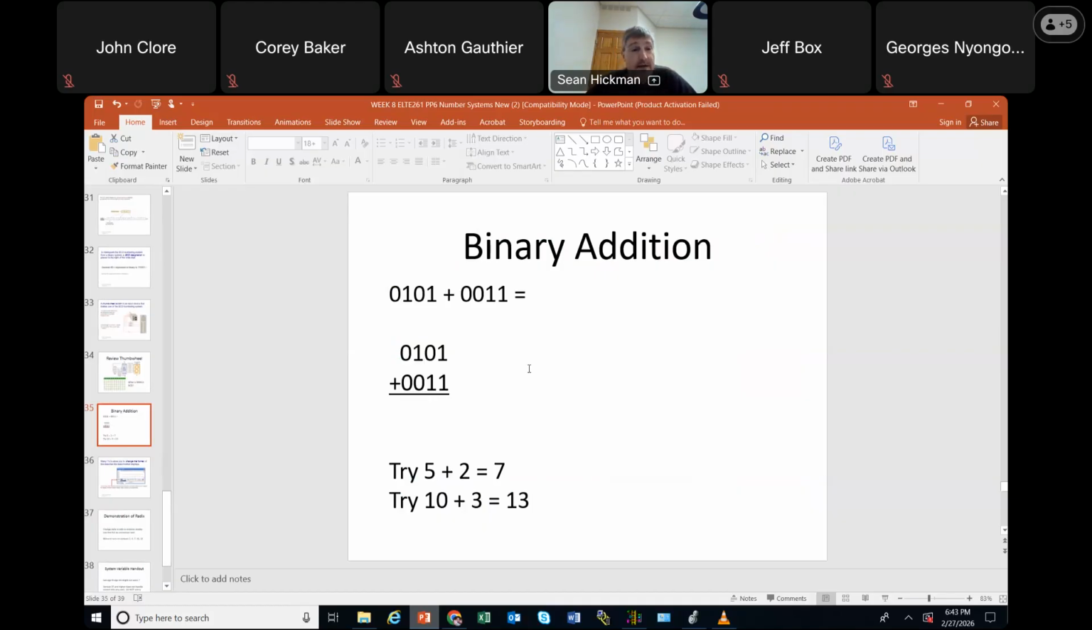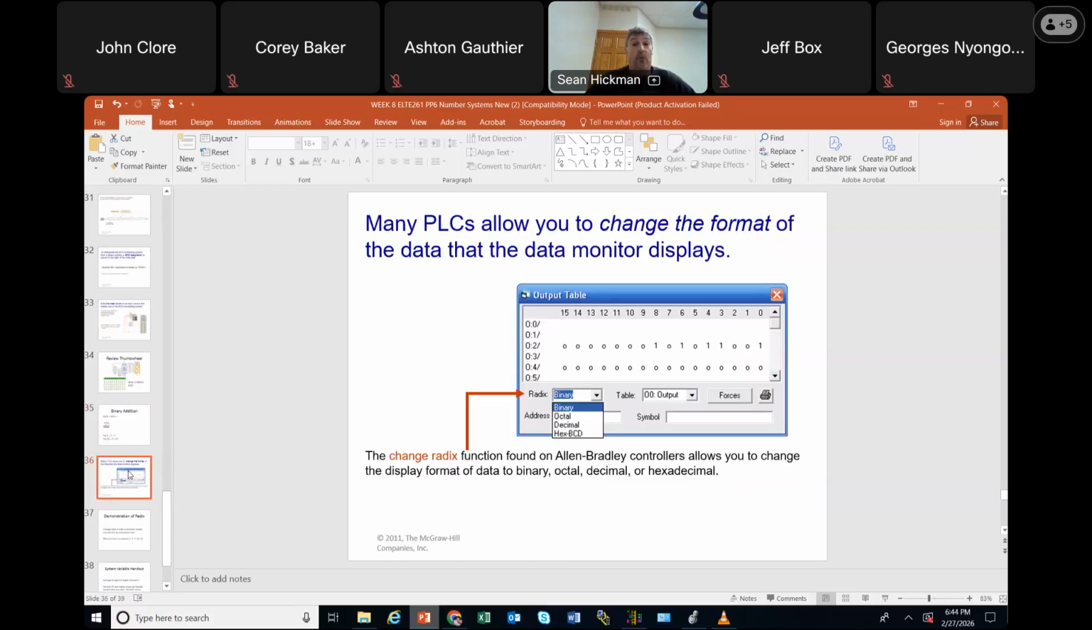So we used to do that. It's a little bit overkill. You might get into it someday. Just wanted you to be aware that you can add, multiply, whatever binary numbers. Okay. So I want to talk about the radix here real quick.